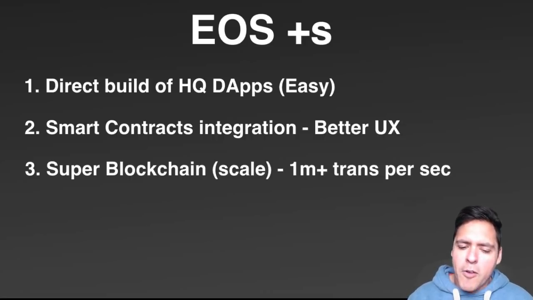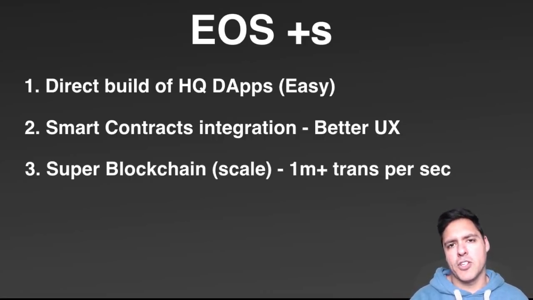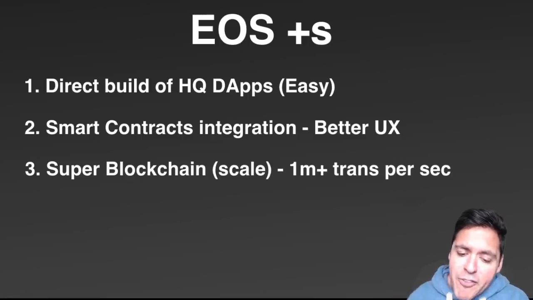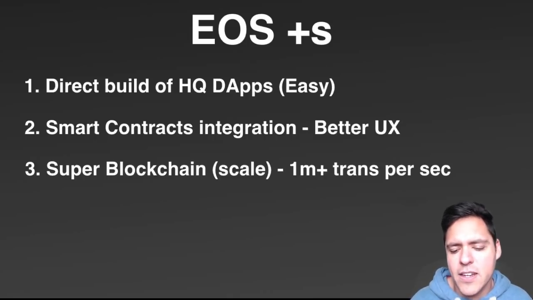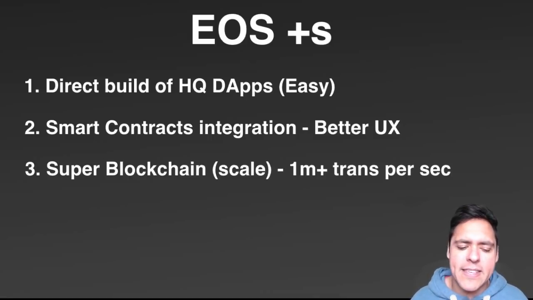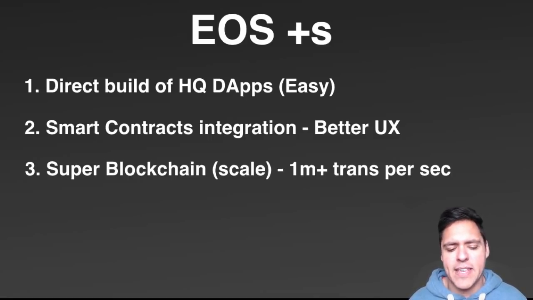One of the big USPs of EOS is the super blockchain. They are making a blockchain more technologically advanced and better performing than what's currently out there. So it allows for scalability, better scalability for developers. And I guess one of their big pieces of evidence of this scalability is that they can essentially process 1 million plus transactions a second. 1 million plus a second. So they are in the process of creating a super blockchain that can handle this.